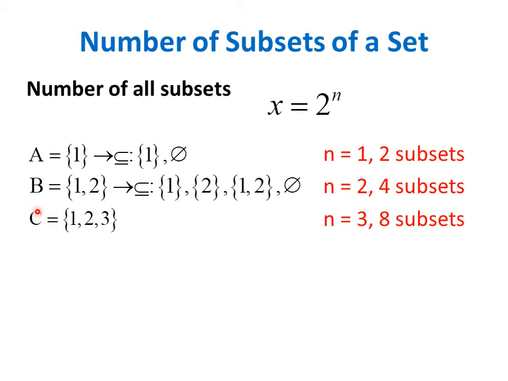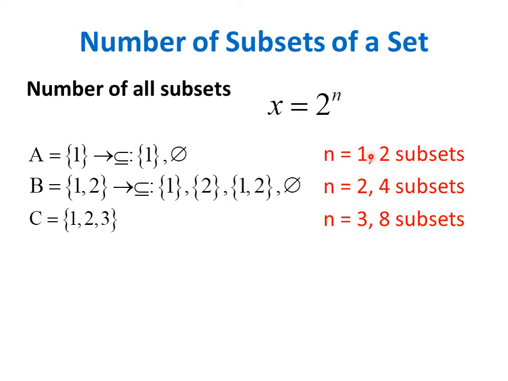Okay, next, let's say we have the set C. It has the elements 1, 2, and 3. Recall from the previous slide, we were given a set with 3 elements, so n is equal to 3. How many subsets did we get for the set? We have 8 subsets.